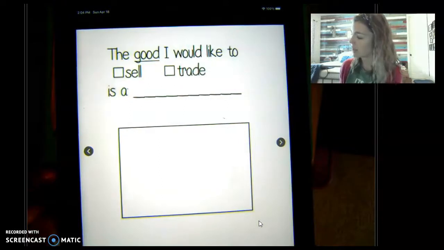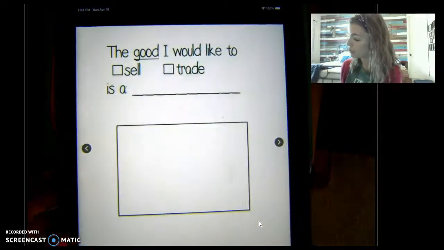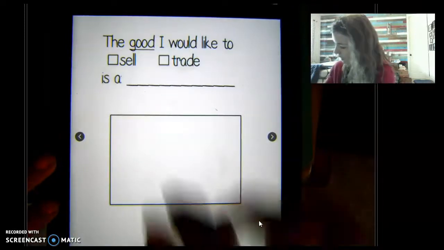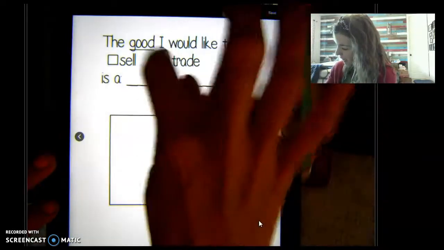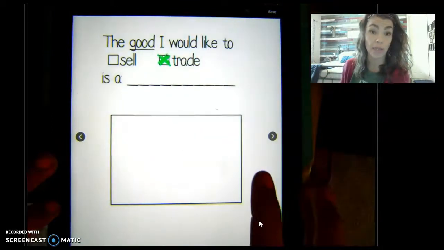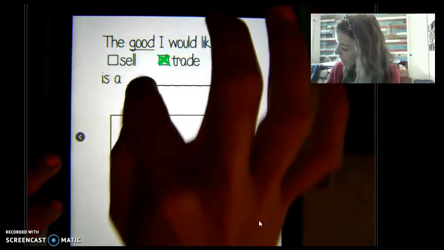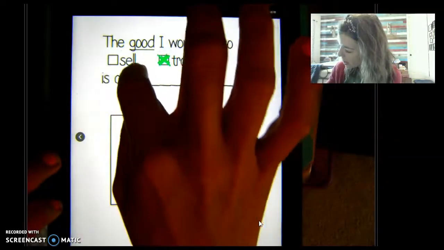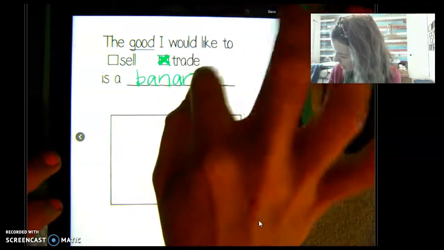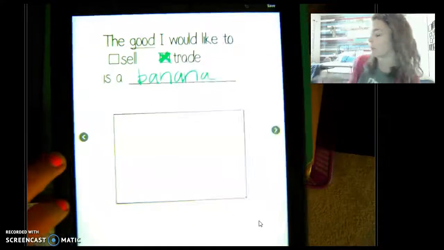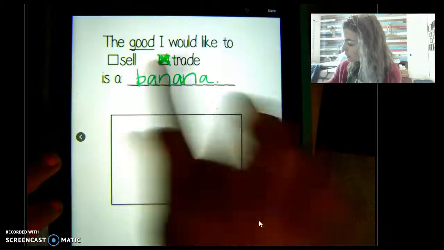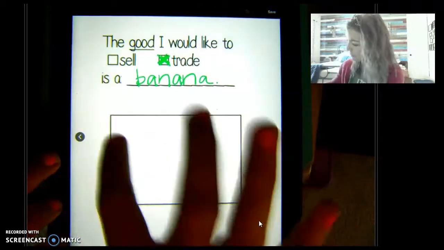The good I would like to sell or trade is a blank. All right, I'm going to grab, I like the color green. I am trading a good today. And my good that I am trading is a banana, period. You cannot copy my banana. Now, I told you that I am trading, so that means I'm getting something for my banana.